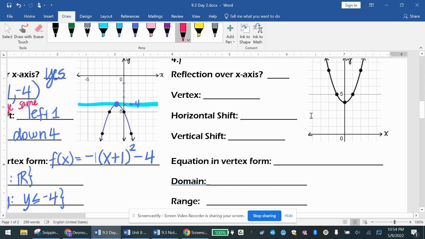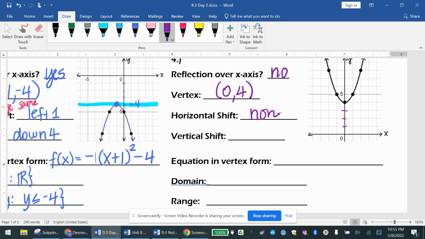Okay, last example. This parabola does not open down, so there is no reflection over the x-axis. Remember, a reflection over the x-axis is only when it opens down. The vertex is at 0, 4. Okay, because from the origin, it didn't move left or right. No movió izquierda o derecha. The vertex is just 0, 4. So, del origen subió 4. So there are no horizontal shifts to get to 0, 4 from 0, 0, but we did have to go up 4.